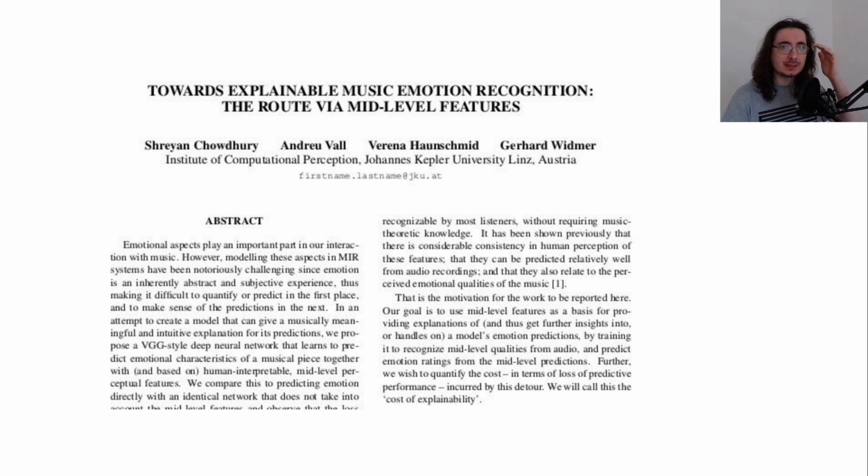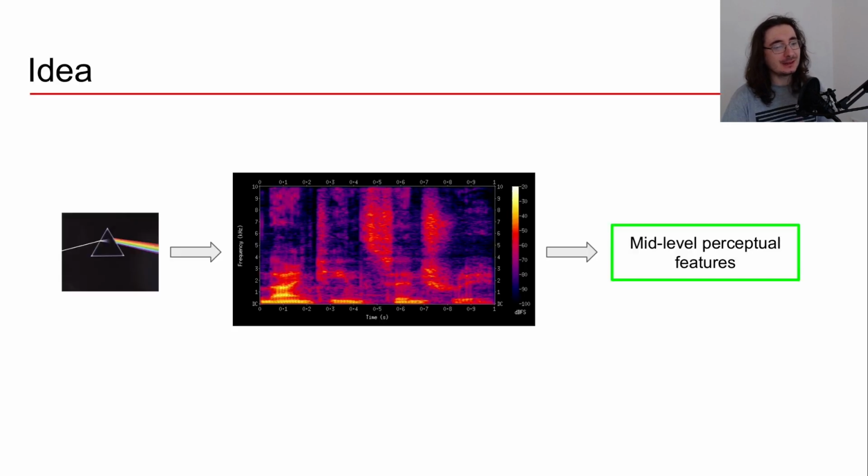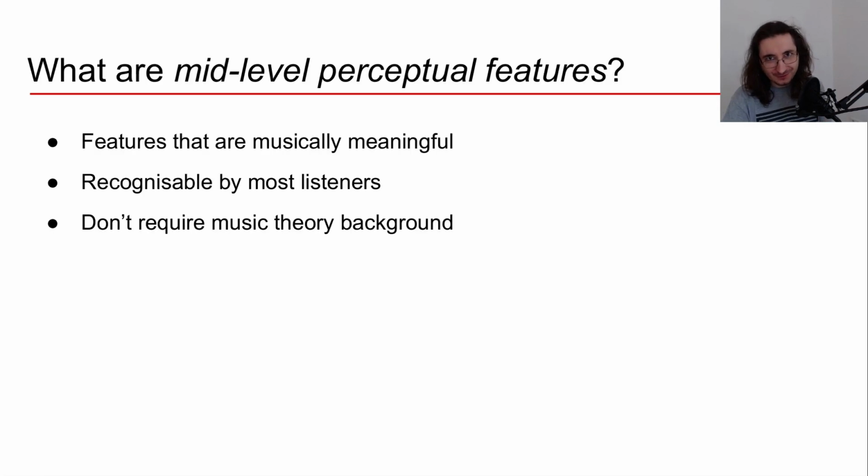Okay, so what's the big idea here? Well, it's this mid-level features thing. So basically the big idea here is, we start from a song, from raw audio, we extract some spectrogram from the song, but then we try to extract mid-level perceptual features, musical perceptual features on top of the spectrogram. And by using these features, we're going to be able to explain the emotion predictions based on these mid-level features. Now, obviously, you may be wondering, but what are these mid-level perceptual features? And I'm going to respond to the question, or actually the researchers will respond to that question for you.